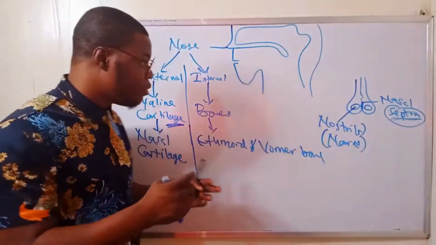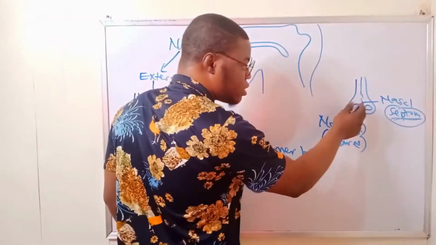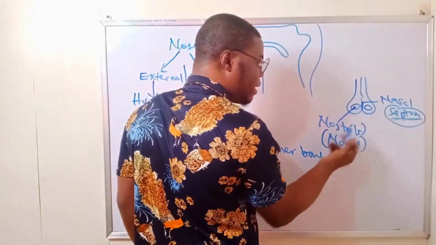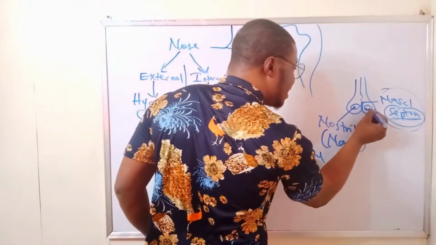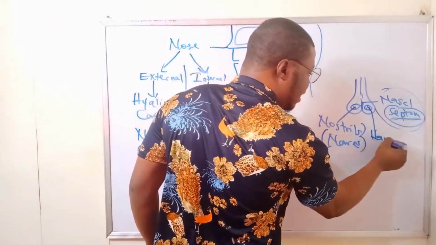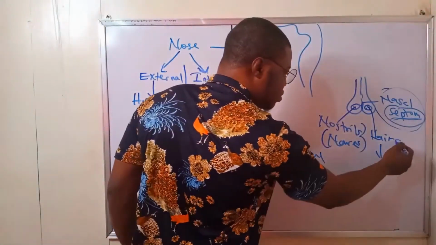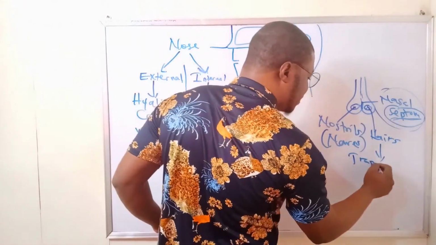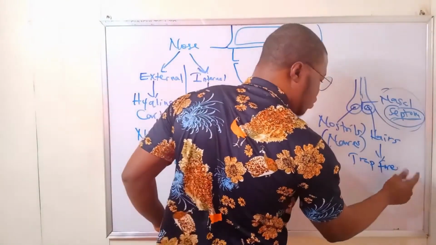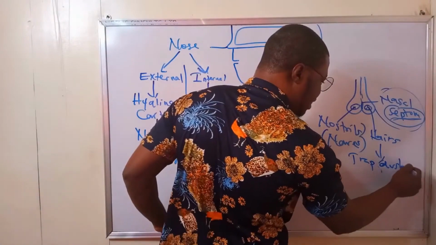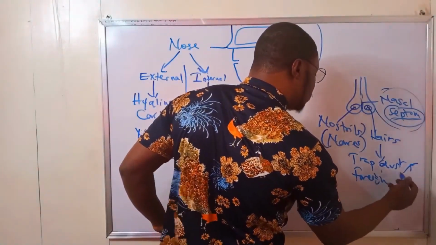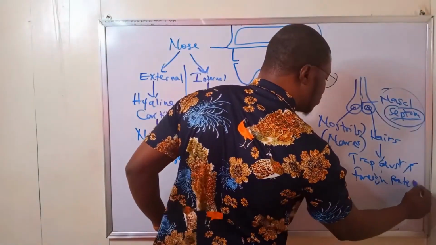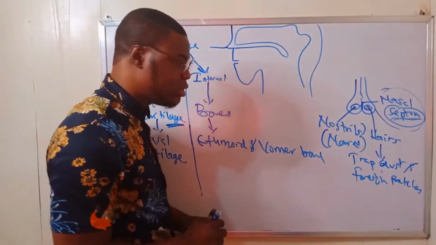A partition. Now, apart from that, we said the nose is divided into two nostrils or nares by what? By the nasal septum. And now, those nostrils, those holes, they contain air. And the function of those is to trap foreign particles. Trap what? Dust. Yes, to trap dust and foreign particles from entering the nose.